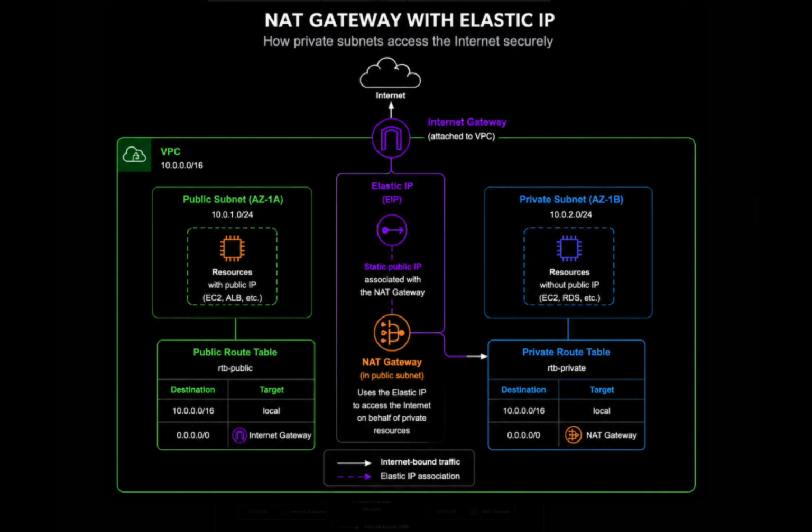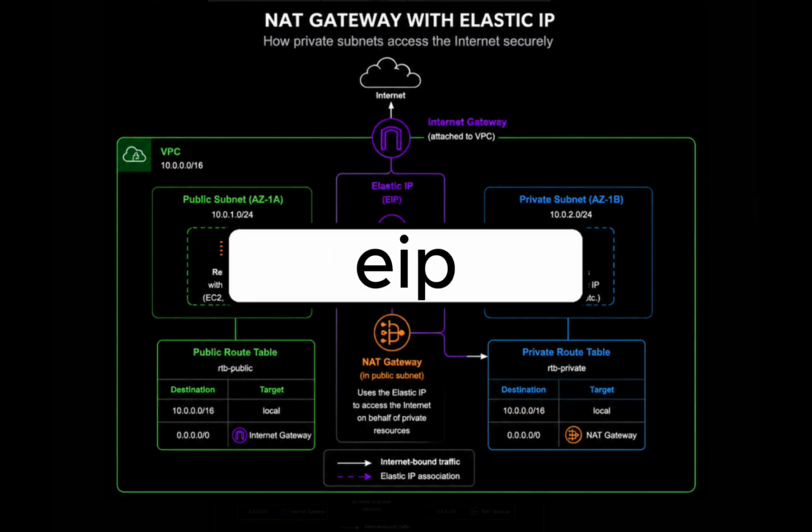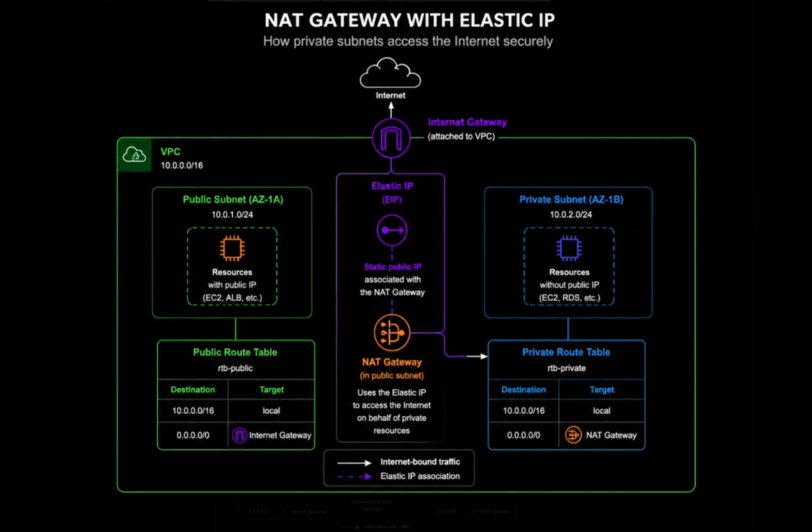A NAT Gateway is the bridge that allows resources inside a private subnet to access the internet without exposing them to incoming traffic. But a NAT Gateway can't communicate with the internet by itself. It needs a public IP address. That's where the Elastic IP, or EIP, comes in. An Elastic IP is a static public IP address provided by AWS. We attach that Elastic IP to the NAT Gateway and then place the NAT Gateway inside our public subnet.